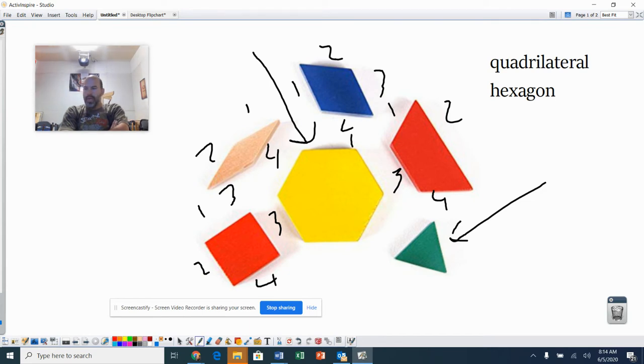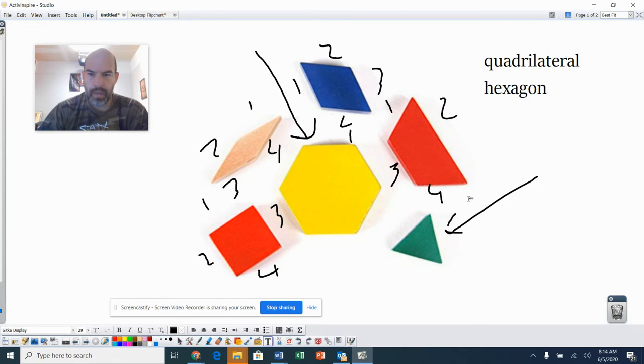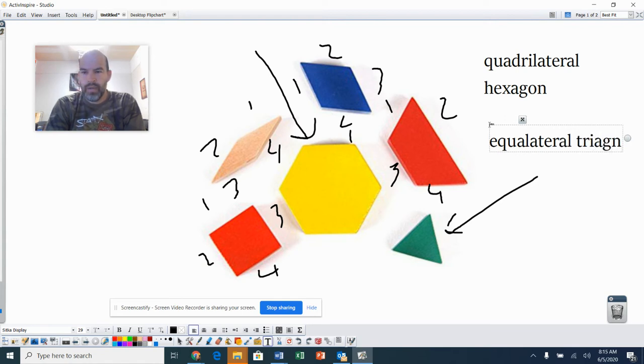Okay. So this is called an equilateral triangle. Let's put that word up here for you to see as a vocabulary word. Okay. Equilateral. I'll make sure I spell this right. Equilateral triangle. All right. So that's called an equilateral triangle.